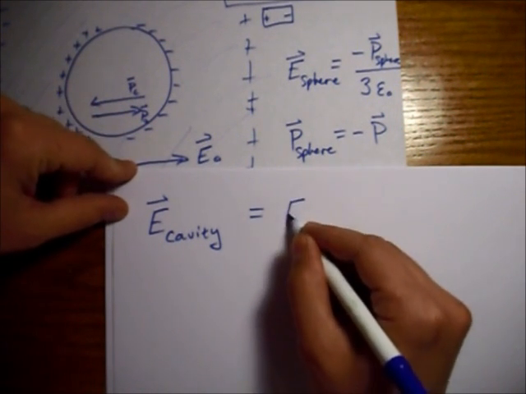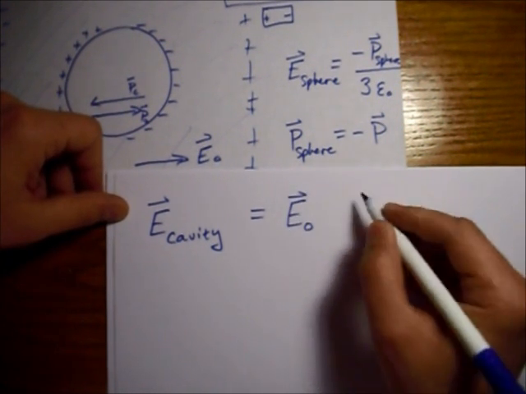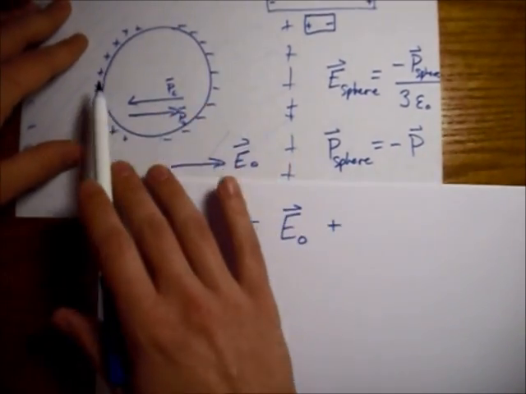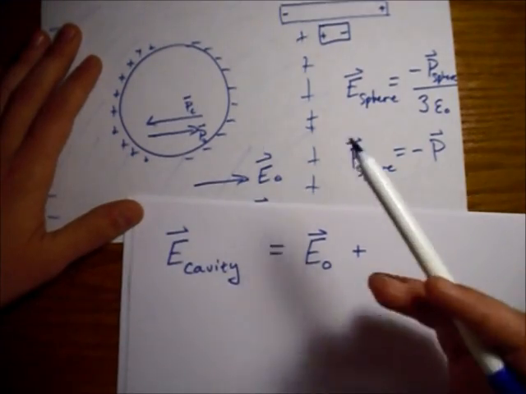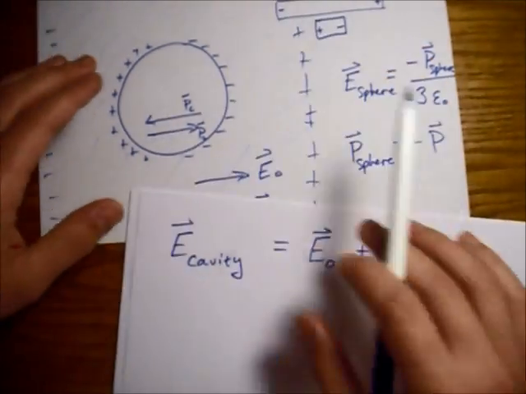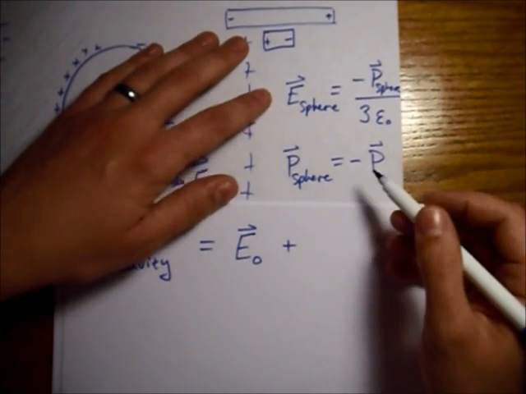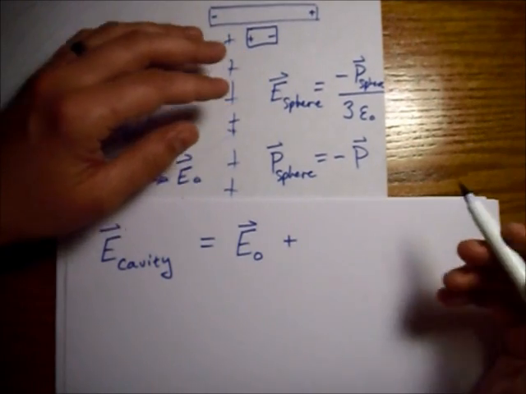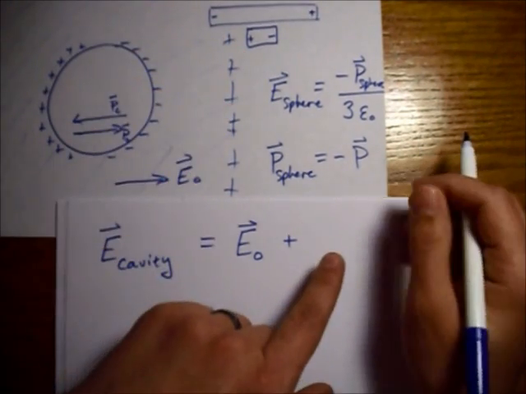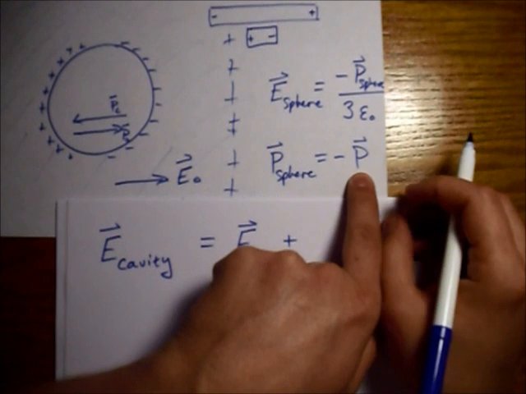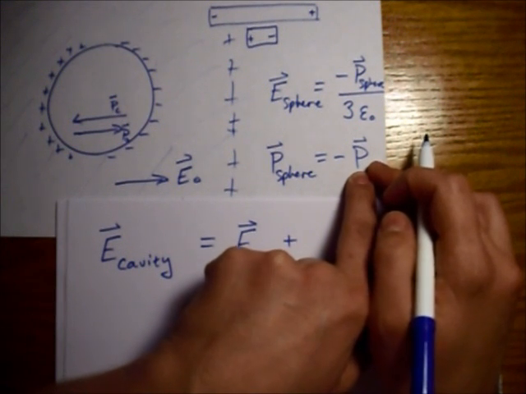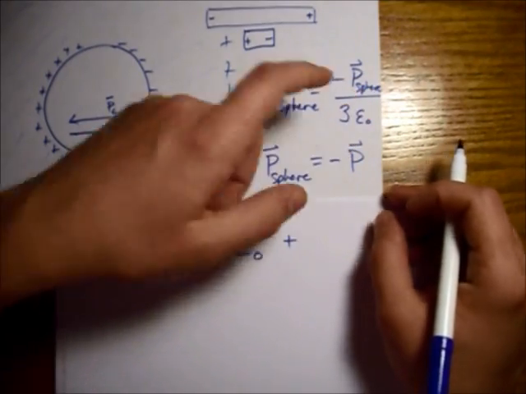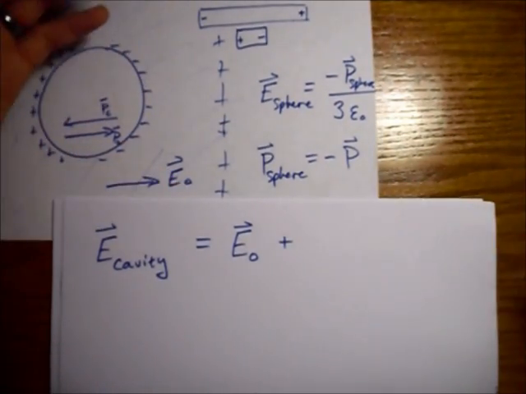It is the original field that was there, plus the field due to this uniformly polarized sphere with the polarization opposite to the polarization out here. So if we look at what that is, here's the original polarization, and the sphere is opposite to that, and then the electric field is opposite to that polarization. Basically, we get rid of our minus sign.